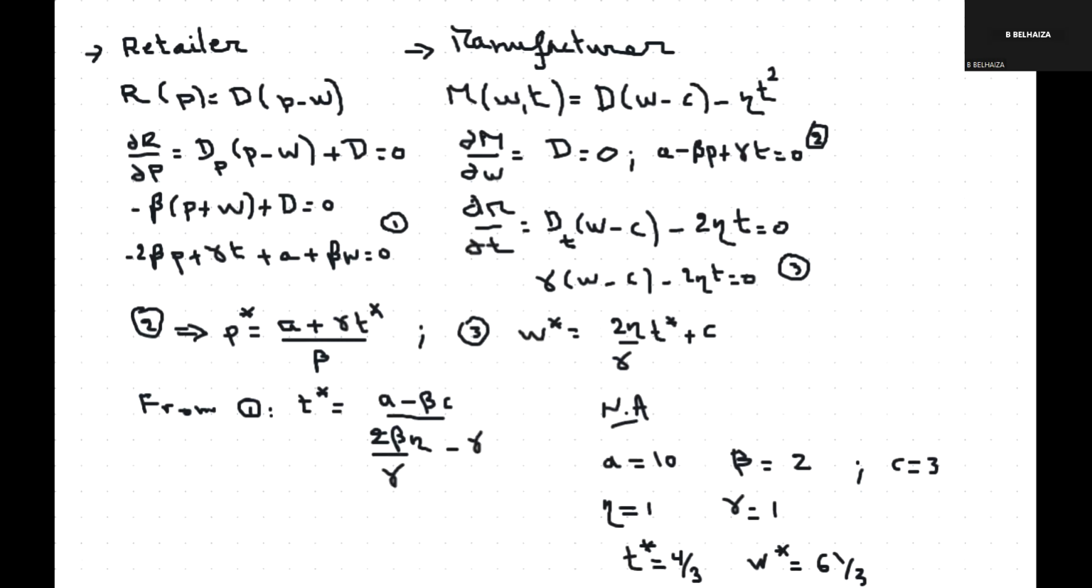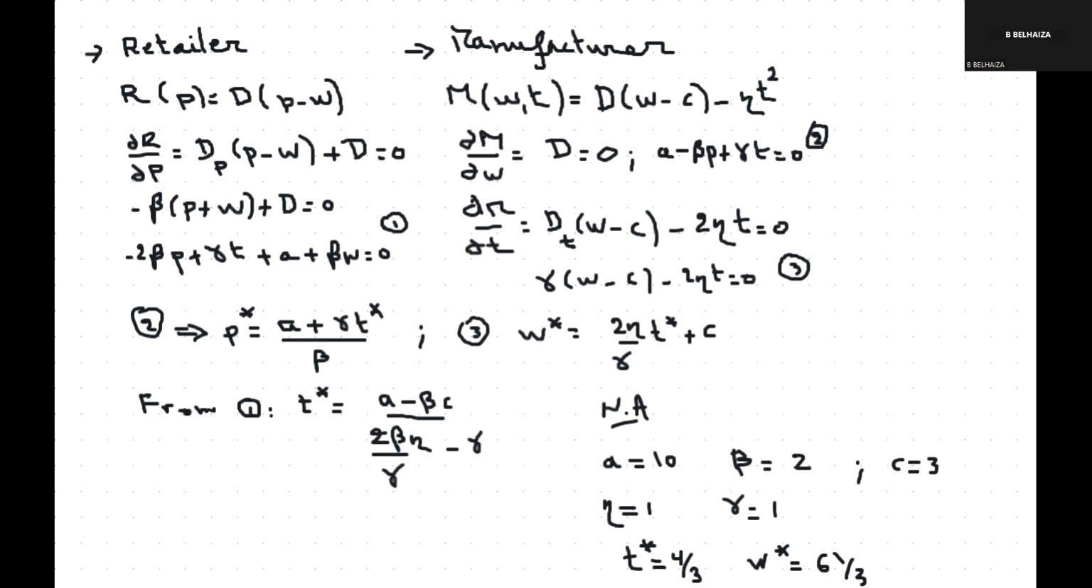So from the retailer's point of view, this is his utility function. He needs to maximize his total profit, which is R of P, which is the demand multiplied by P minus W, which is the price he bills to the consumers minus the price at which he buys from the manufacturer. And from the manufacturer's point of view, he needs to maximize M of W, T. He has two decision variables, which are W and T. He needs to maximize his own profit, which is D times W minus C minus eta T squared, which is the warranty cost.